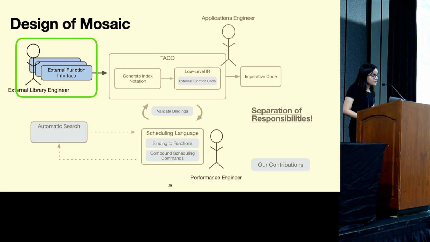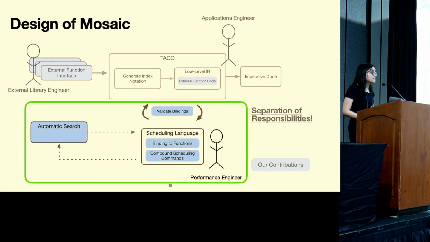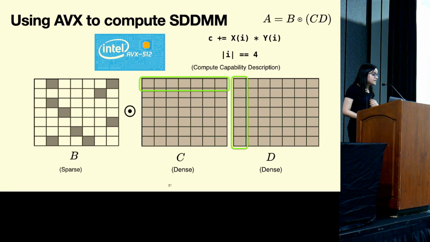But now that we have functions, how do we end up actually targeting it? So now I'm going to talk a little bit more about the scheduling language. And for the purposes of this discussion, I'll mostly be focusing on using Intel AVX intrinsics to compute the STDMM expression that we've been looking at. Even though sometimes it's not the most performant, it's still an interesting expository example that will be useful to talk about the capabilities of Mosaic.